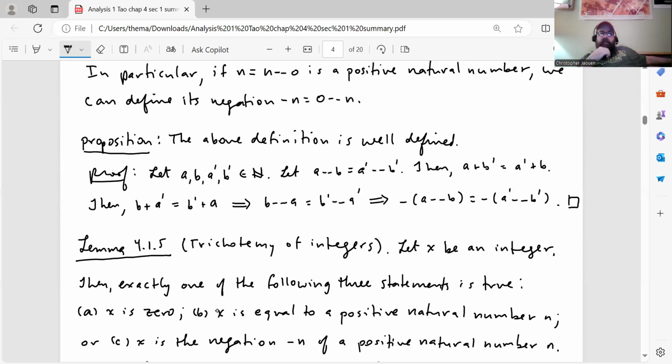Here's my proof. Let a, b, a', b' be natural numbers. Let a—b equal a'—b'.